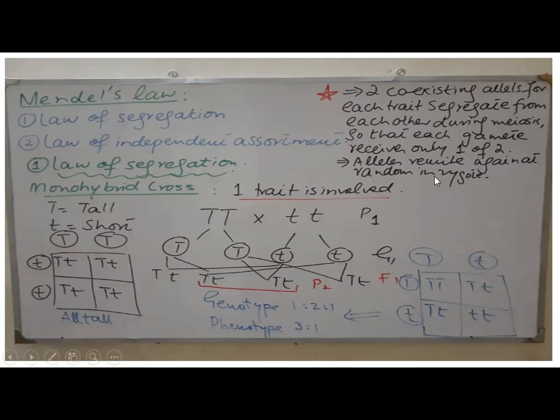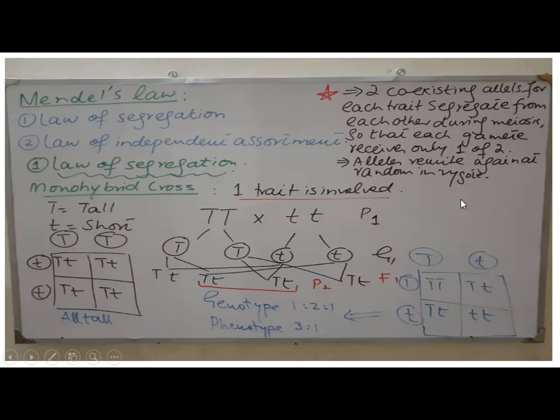Now there is Mendel's law. Mendel has two laws: the law of segregation and the law of independent assortment. First of all, the law of segregation. In the law of segregation, we deal with the monohybrid cross. Now, what is a monohybrid cross?